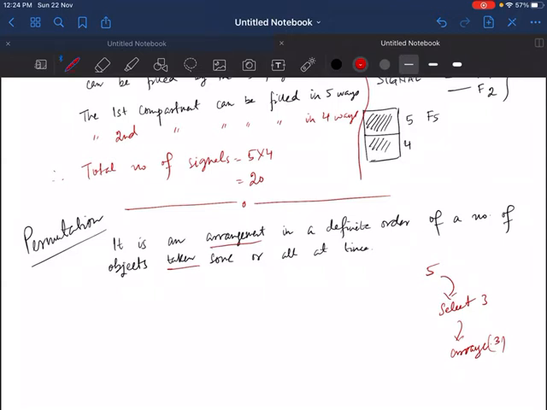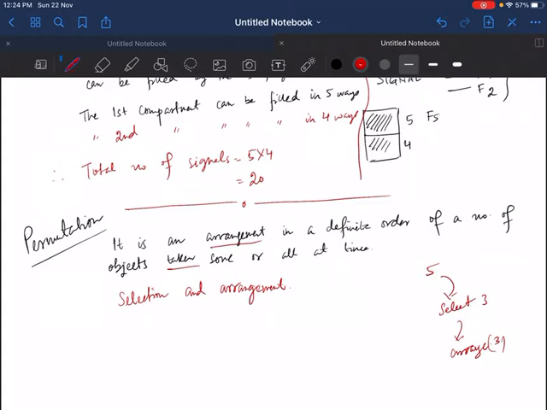So permutation is nothing but selection and arrangement. Okay, selection and arrangement. First we select, then we arrange those.